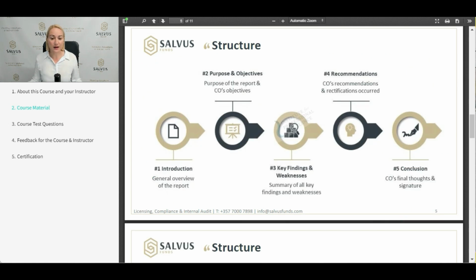Now, we are having an introduction of the report with a general overview, purpose and objectives: why we are drafting this report, the purpose of it, the compliance officer's objectives. Key findings and weaknesses, a summary of all key findings, recommendations. So we have the compliance officer recommendations and rectifications that occurred within the year, and of course the key findings that we have this year. Conclusion: compliance officer's final thoughts and signature.